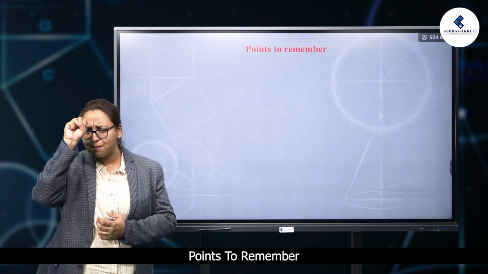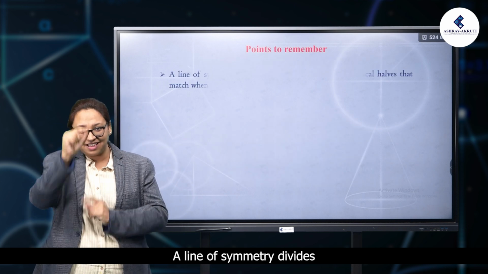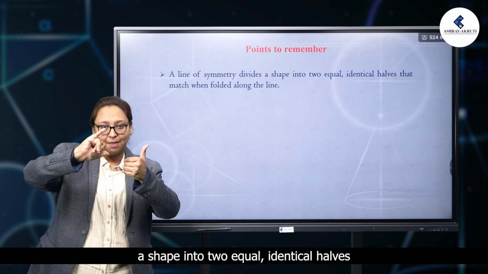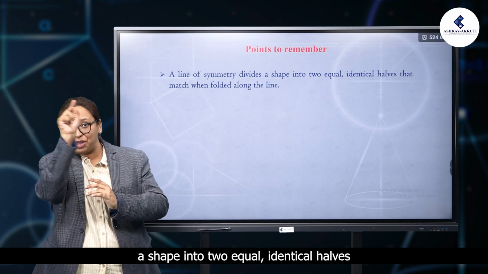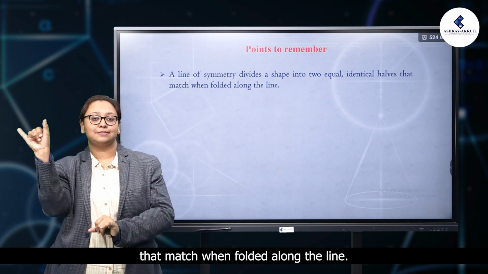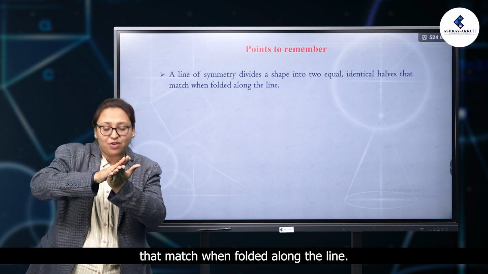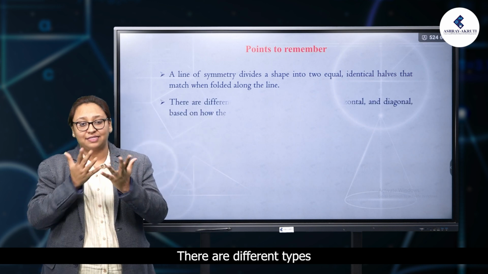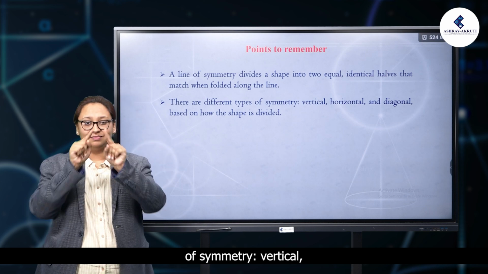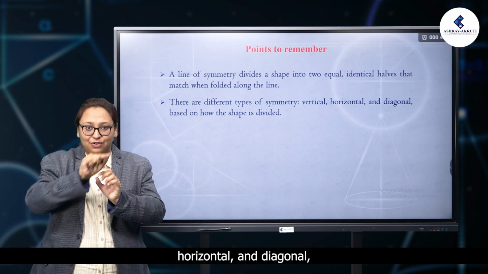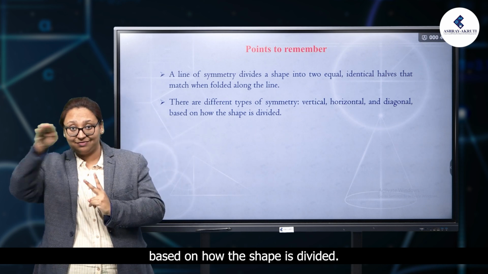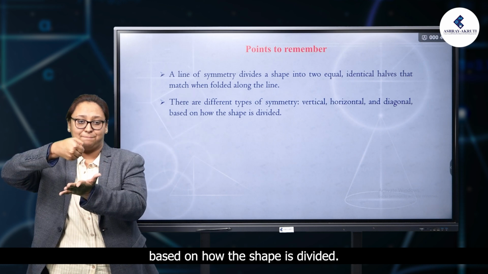Points to remember. A line of symmetry divides a shape into two equal, identical halves that match when folded along the line. There are different types of symmetry: vertical, horizontal, and diagonal, based on how the shape is divided.